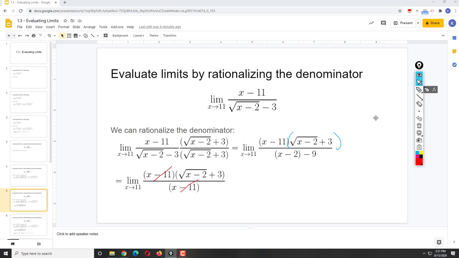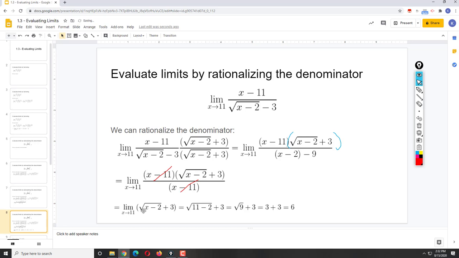And now we can plug in. We end up with just square root of x minus 2 plus 3. So when we plug in 11, we end up with 3 plus 3, which is equal to 6. So whenever you see a denominator that has a square root term in it, see if you can multiply by the conjugate and rationalize the denominator if you can.